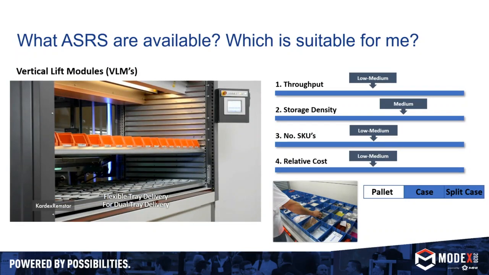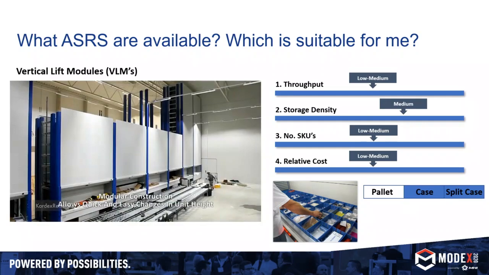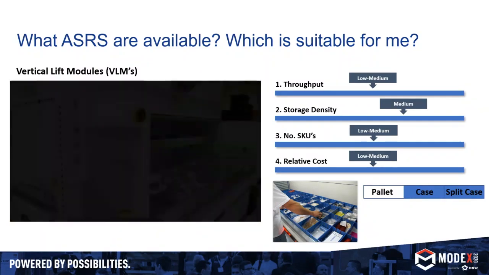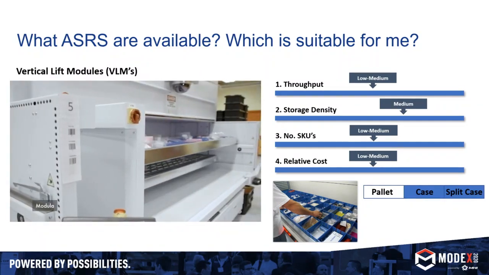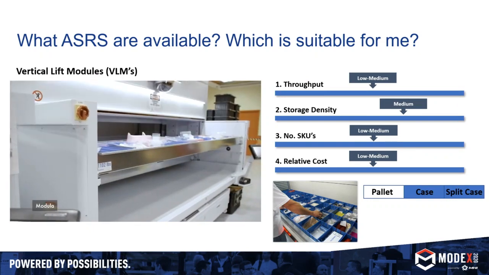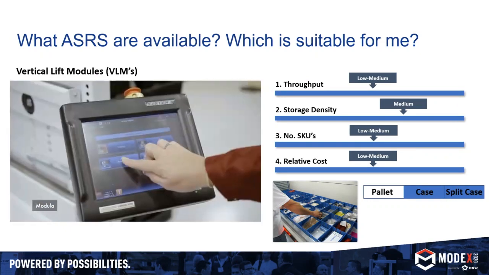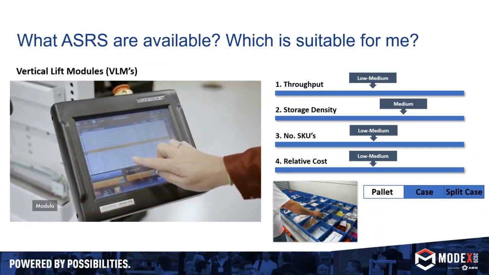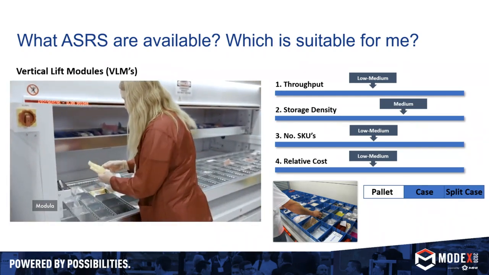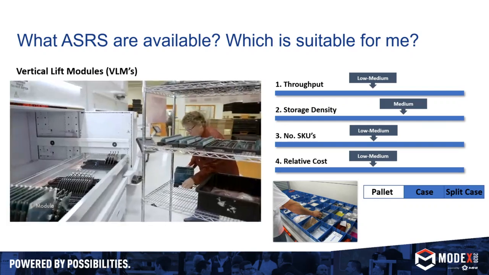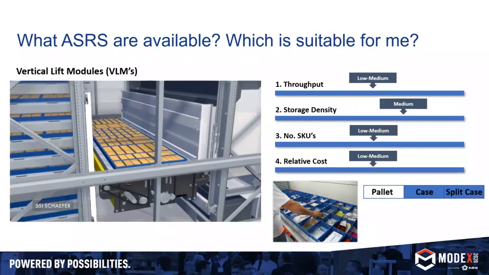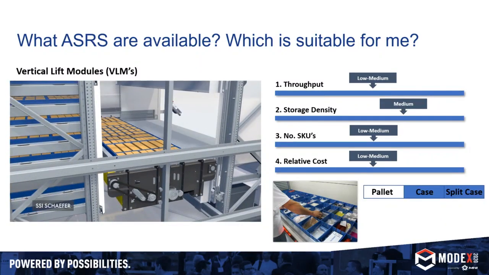And the relative cost is low to medium. That entry level cost for a single VLM can be under $100,000. Likewise, really big ones can get up to well over that. So, split case and case picking applications for both.